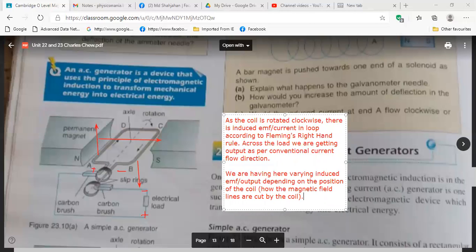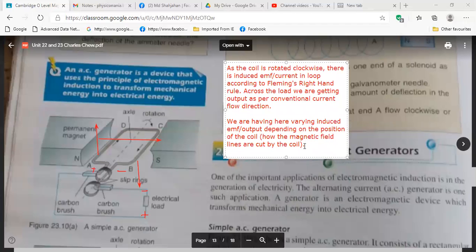Then we have here slip rings. We are writing the function of slip rings. Already we know the function of carbon brushes, right? Yes. So that one we will not repeat. We just say about slip rings.